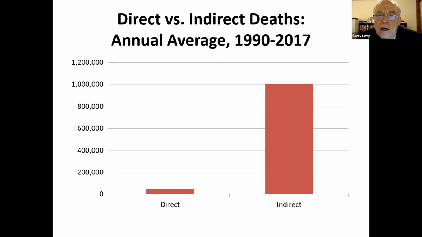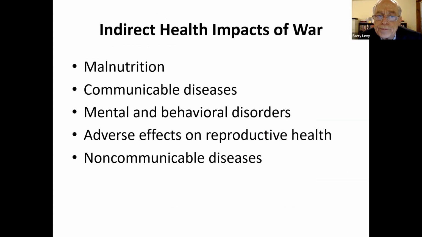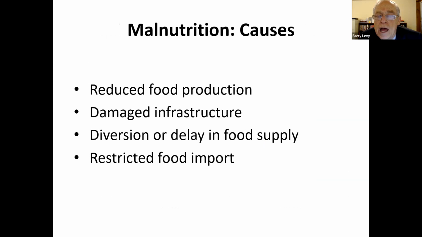I want to talk a little bit about the indirect health impacts of war that lead to these deaths, but also much morbidity. And I'll briefly touch on these five areas: malnutrition, communicable diseases, mental and behavioral disorders, adverse effects on reproductive health, and non-communicable diseases. Malnutrition has a number of causes during war, including reduced food production, as we're now seeing in Ukraine, damaged infrastructure in the farms and the food supply system, diversion or delay in the food supply, sometimes where food shipments are actually attacked, and restricted food import during war.